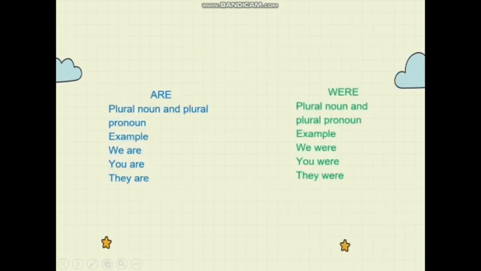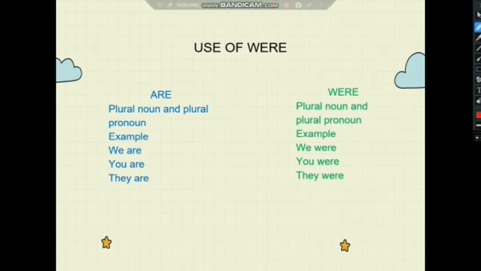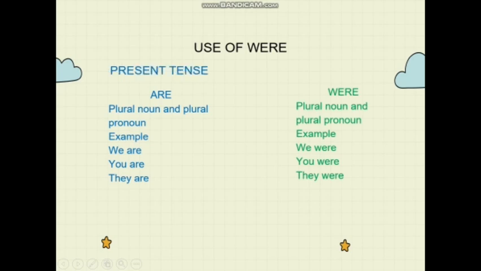Now let us see how we are using them. The use of were. In the slide here, you can see that we are using the were with the present tense or with the past tense. Can you tell me? Yes, we are using were with the past tense.